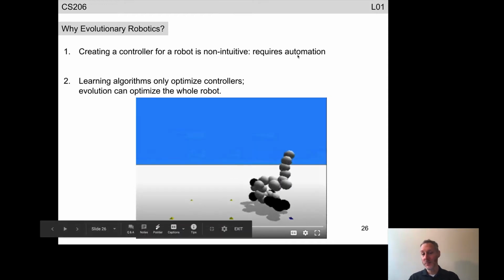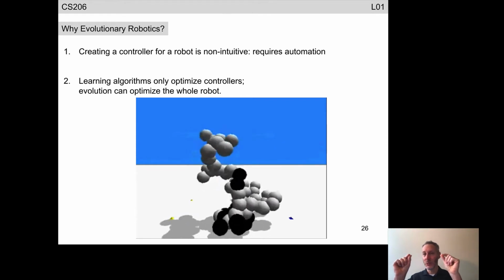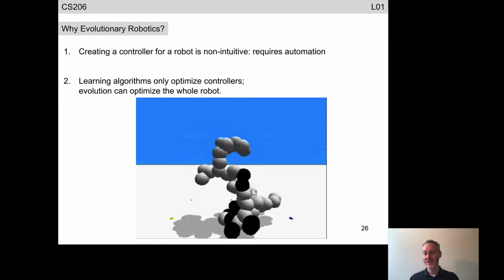Here's an old experiment. This is one of mine, where I created an evolutionary algorithm that is evolving the body of the robot along with the artificial neural network that controls it. You'll notice this robot is made of spheres. You see black and white spheres. They tell me something about the neural network control material that's inside the robot.